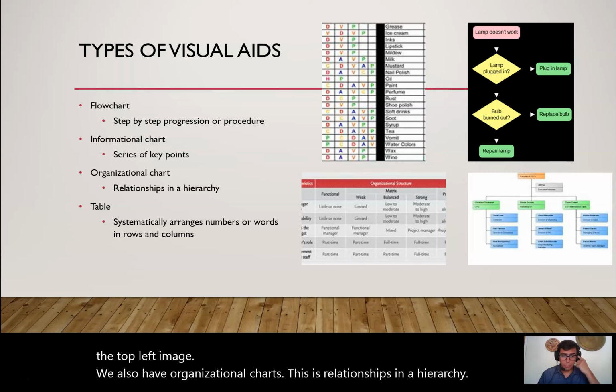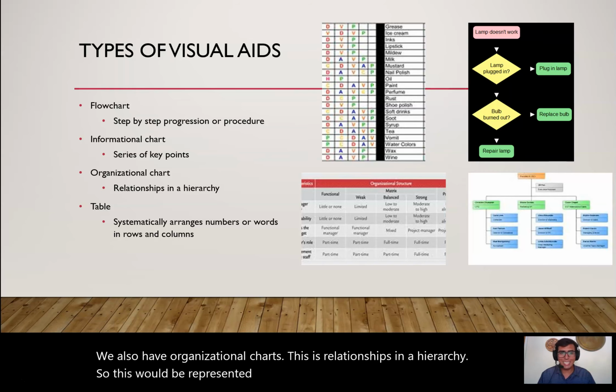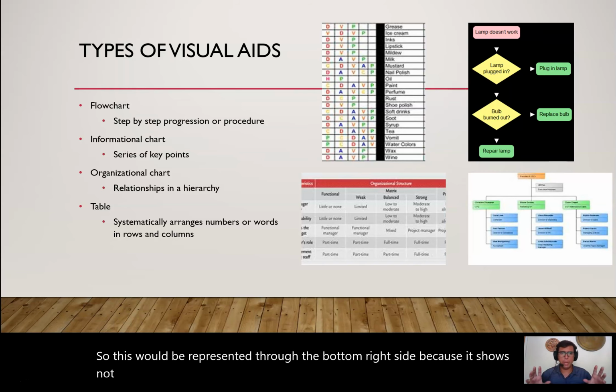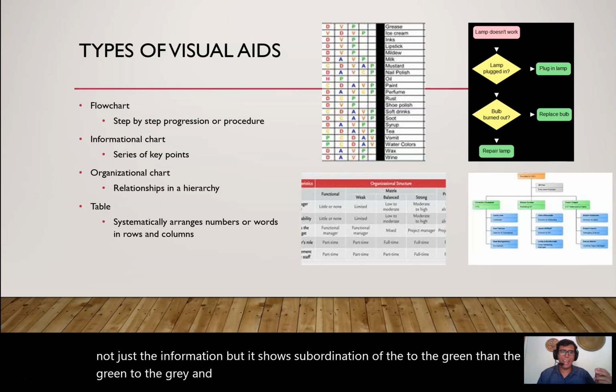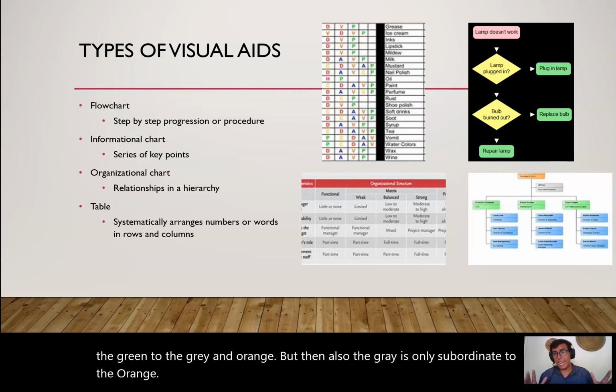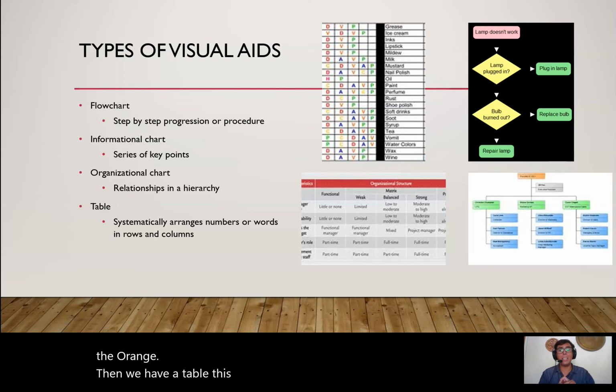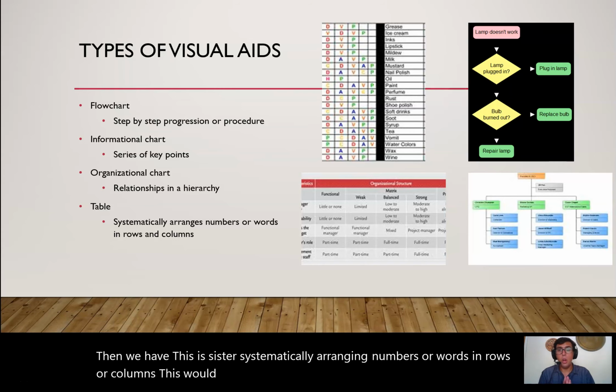So this would be represented through the bottom right side because it shows not just the information, but it shows subordination of the blue to the green, then the green to the gray and orange, but then also the gray is only subordinate to the orange. Then we have a table. This is systematically arranging numbers or words in rows or columns. This would be shown by the bottom left.